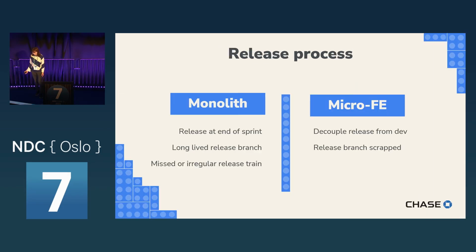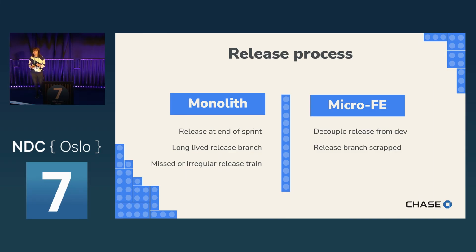So if you have a look at the release process, having a monolith project and releasing it as a big, massive application, that means we can release at the end of each sprint. We might have a long-lived release branch, and we might actually miss this release train or have this train being irregular.